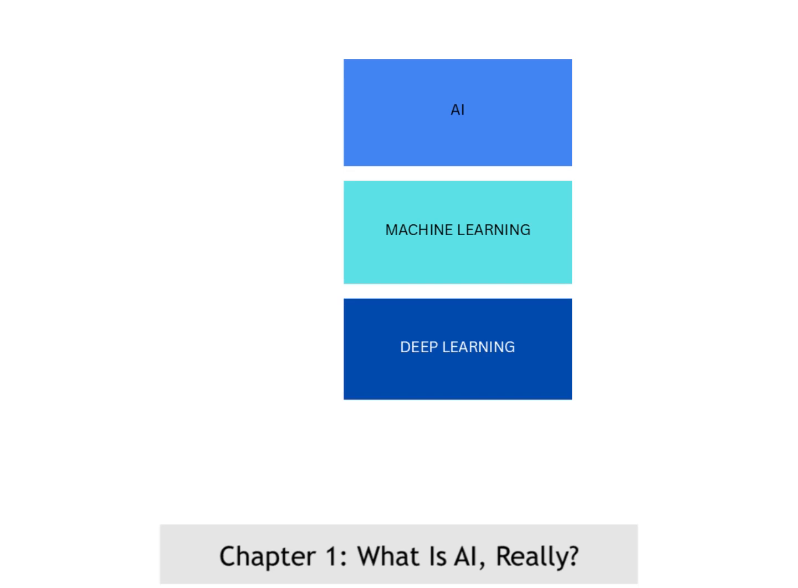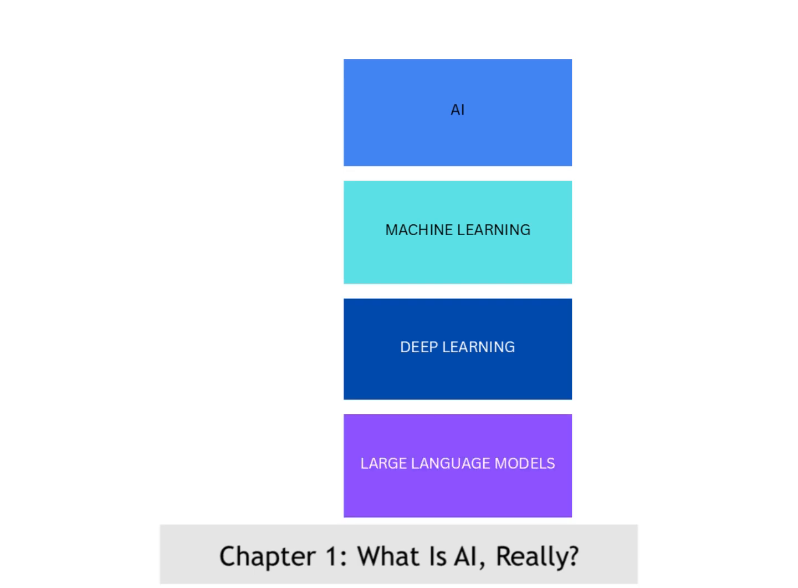Then we have something called deep learning, and this is where we're using multi-layered neural networks to recognize really complex patterns like faces or voices or words. And then comes along something called large language models, or LLMs, and these are the deep learning systems that can understand and generate text.